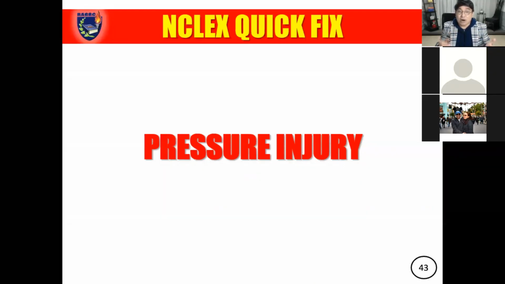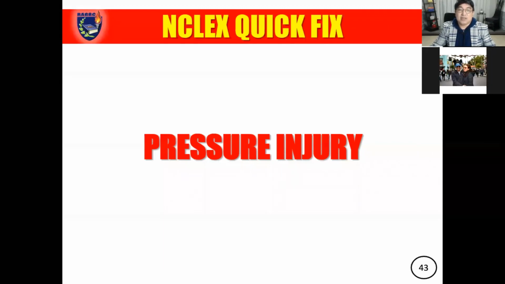Why? Because if you don't document that the patient already had it upon admission and eventually it gets discovered, that would be labeled as hospital-acquired pressure injury. And that would have some implications on the insurance claim of the patient. Okay, so let's move on.